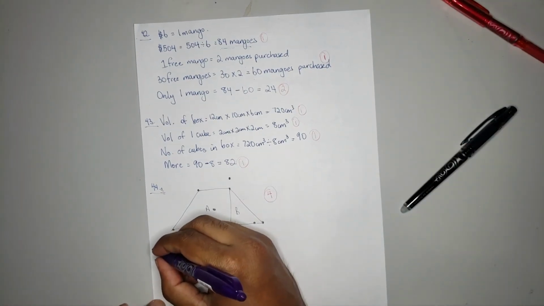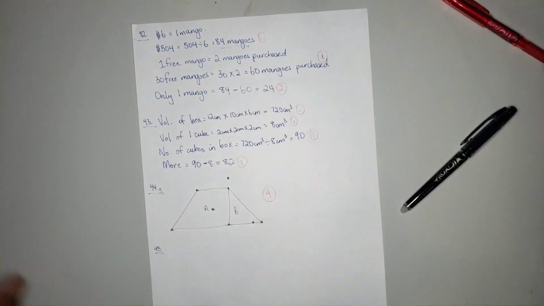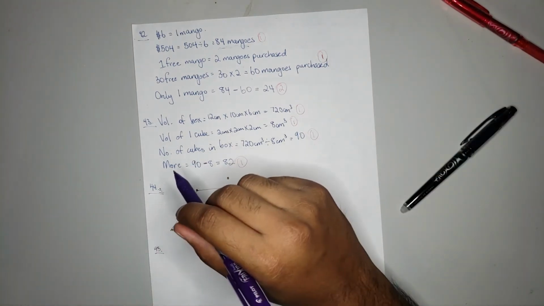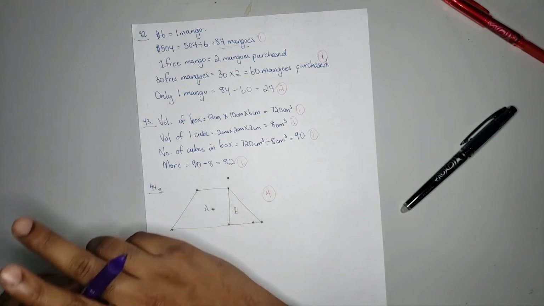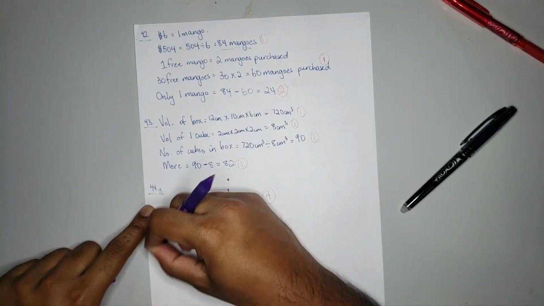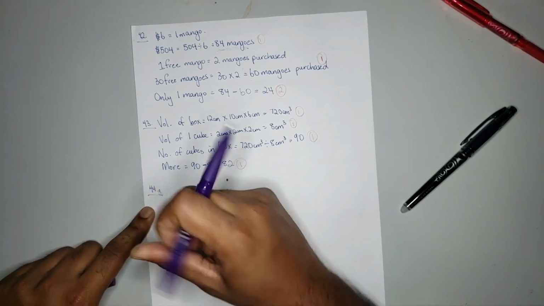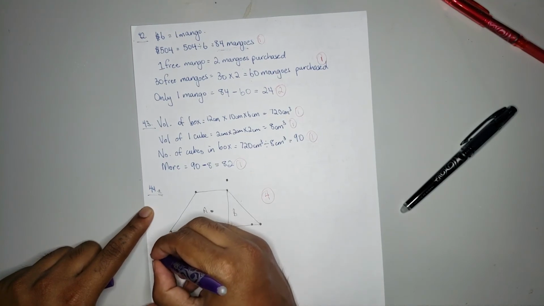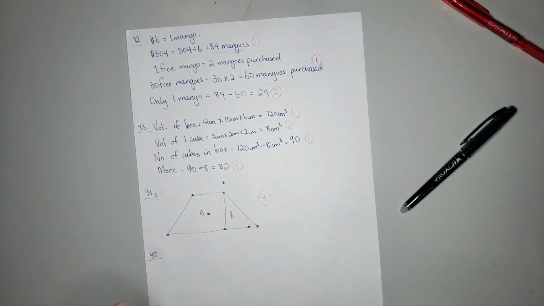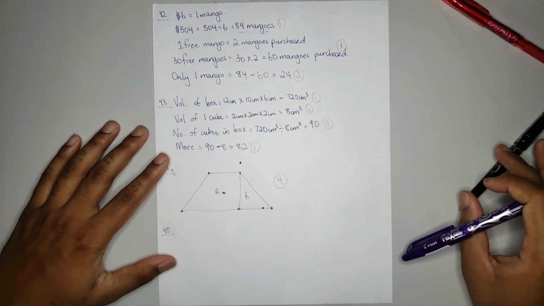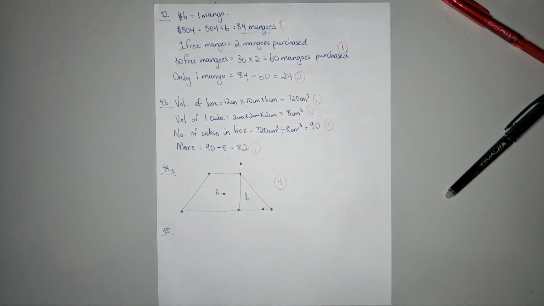Number 45. Number 45 states, Alex was given a 12 centimeter plant to record its growth over 4 days. The bar graph shows the increase in plant height. Alright, what is the height of the plant on day 4?